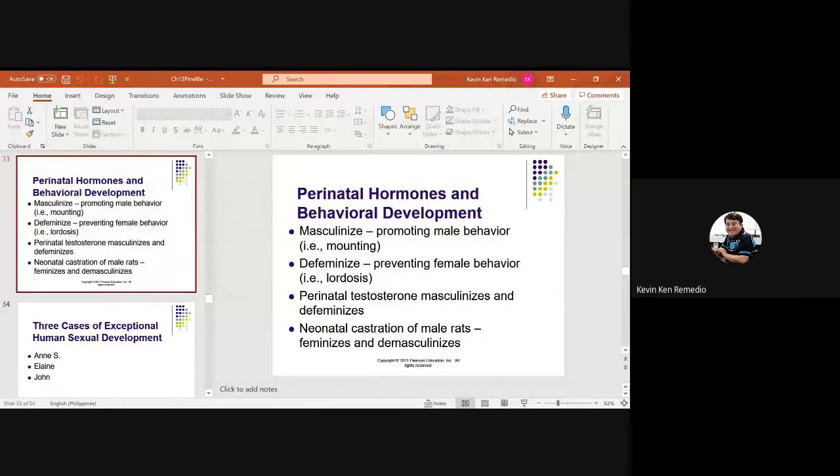So how about perinatal hormones and behavioral development? If the perinatal hormone will masculinize, it will promote male behavior. If the perinatal hormone's function is to defeminize, it will prevent female behavior. Okay? So perinatal testosterone masculinizes and defeminizes. So you have to remember, class, that perinatal hormones can only be found in males. Okay?